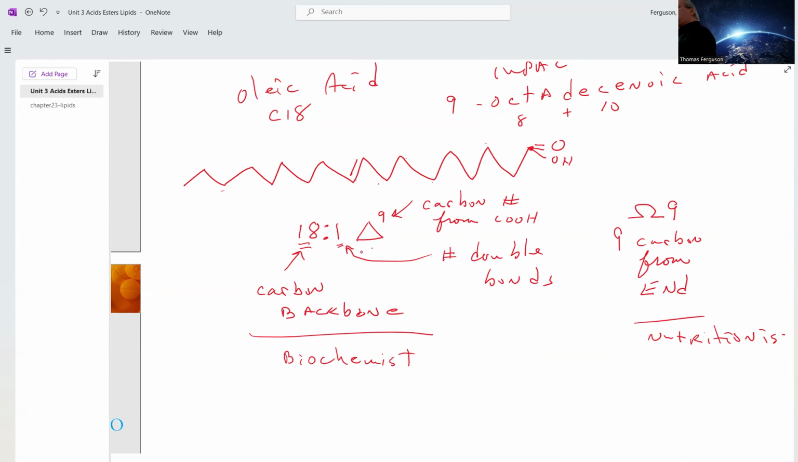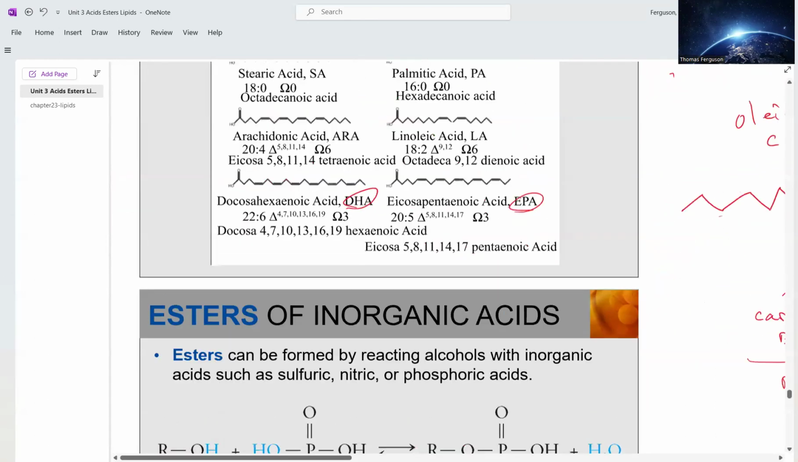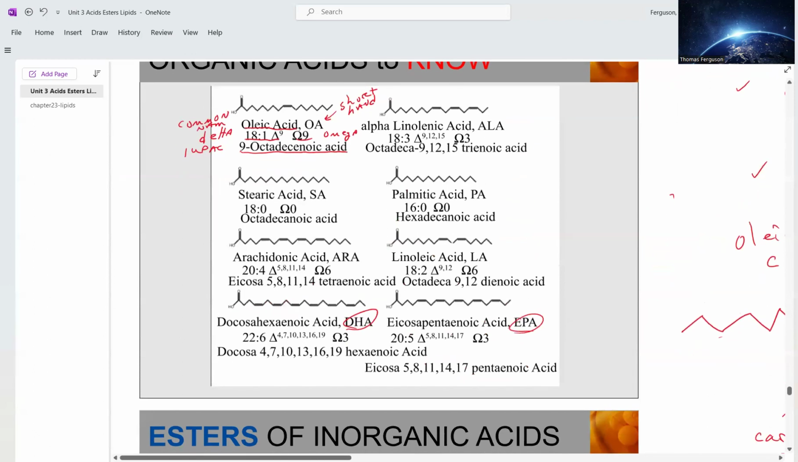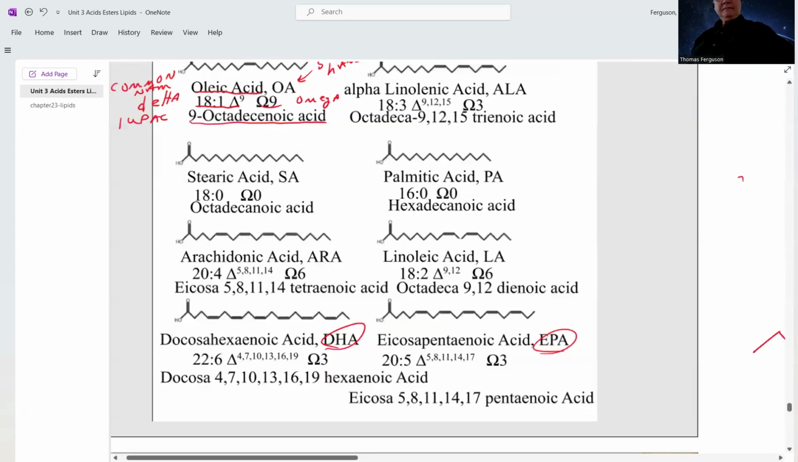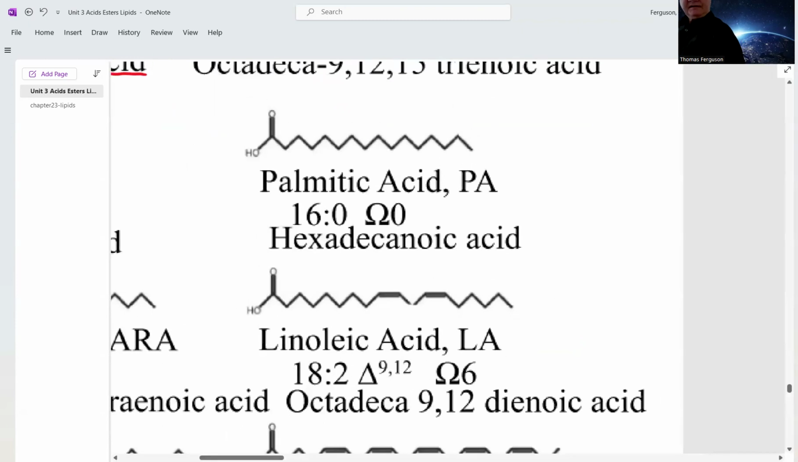And then where they're located is on the delta. Now, if there are no double bonds, for example, like palmitic acid here, it'll have no delta signature at all. It's an omega 0, 16 carbons long.